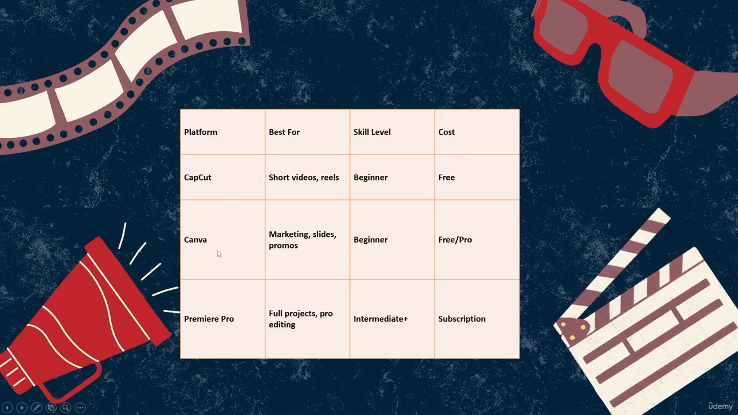For Canva, it is best for marketing, slides, and promos, the skill level is beginner, and the cost is free and also pro. For Premiere Pro, it is best for full projects like professional editing, the skill level is intermediate and pro, and the cost is a subscription.